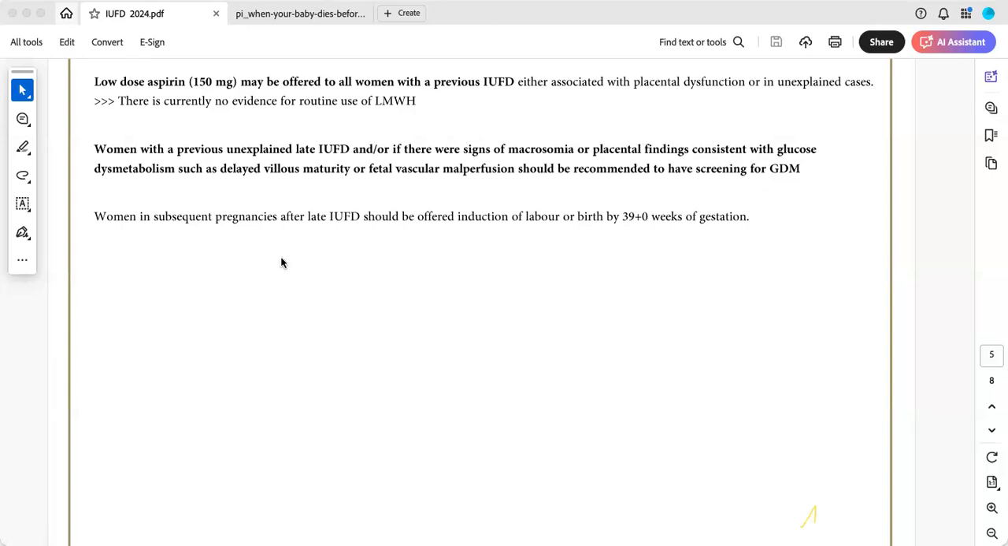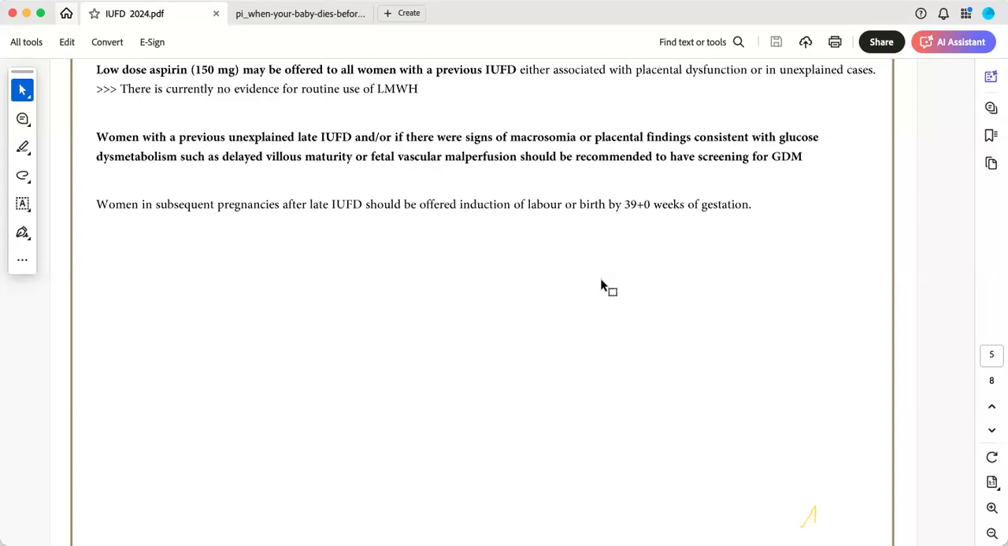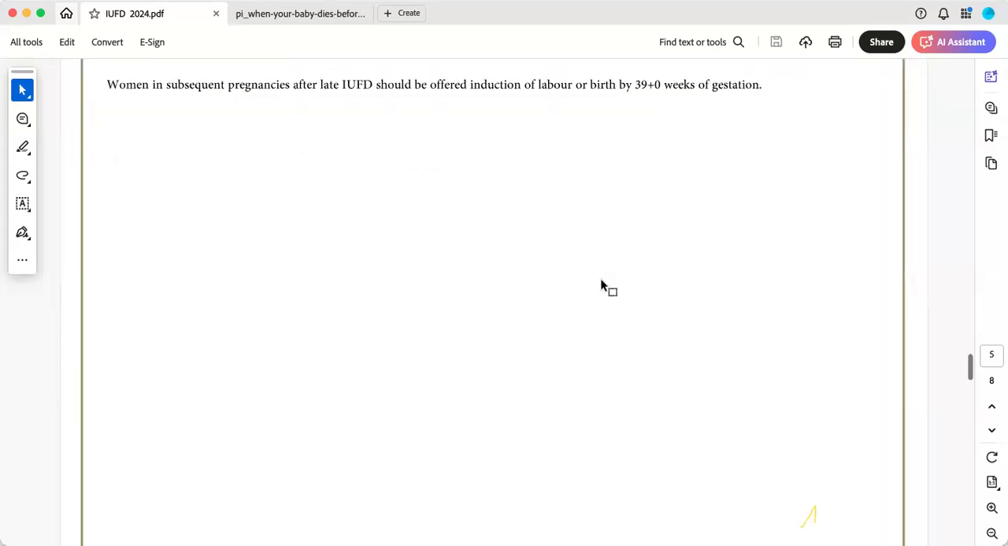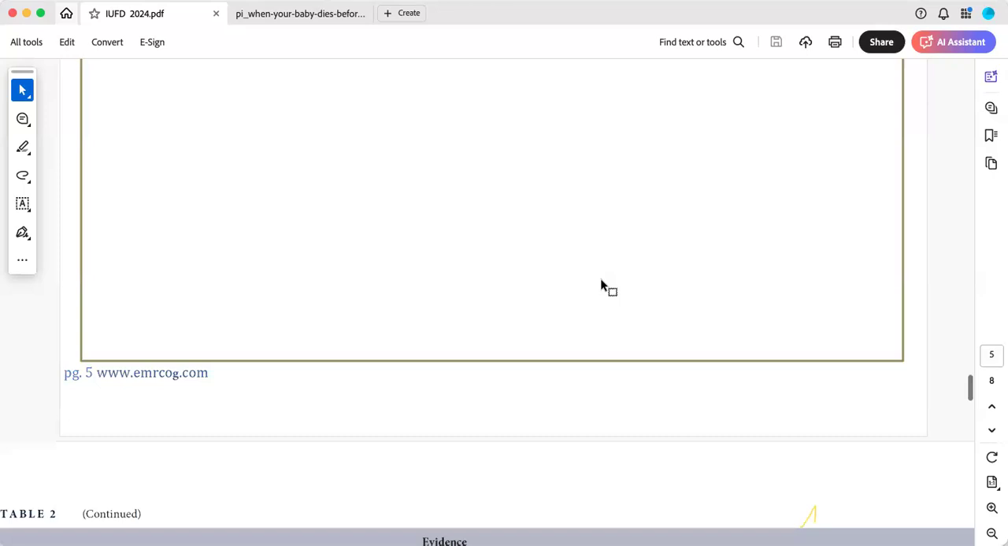So a group of the people who have late IUFD will have GDM screening, but not all. Women in subsequent pregnancies after late IUFD should be offered induction of labor or birth by how many weeks? Shall I keep them to 40, 41, 42 weeks? By 39 weeks, a very important advice for your own practice and also for the exams, both written and OSCE.